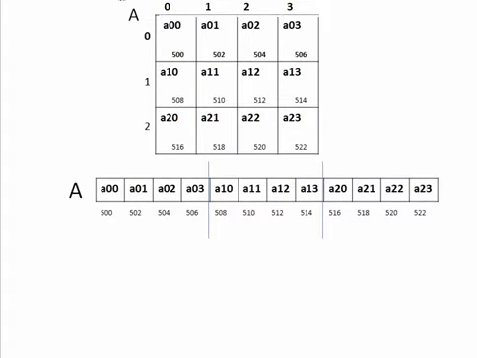So the elements will look like this. Now this is row major representation. The elements from this 2D array are mapped on a single dimension array, row by row. This is row 0, row 1, and this is row 2.